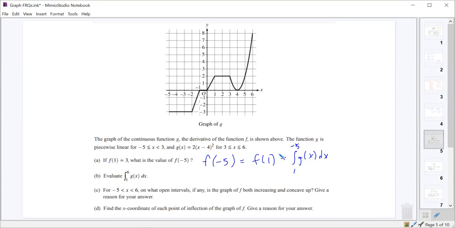Because g is the derivative of f, the integral of g should give us the value of f, right? Does that make sense? This is f of -5 minus f of 1, so we just bring the f of 1 over here. I should have written out the first step: the integral from 1 to -5 of g of x is equal to f of -5 minus f of 1, right? Everybody good there with that setup?